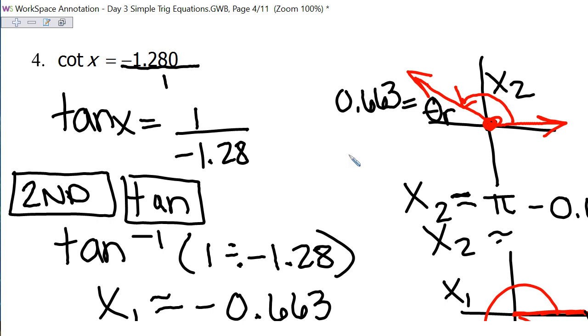So pi minus 0.663. To 3 decimal places, what did you get? 3.885. That's not what I got. I got 2.479.